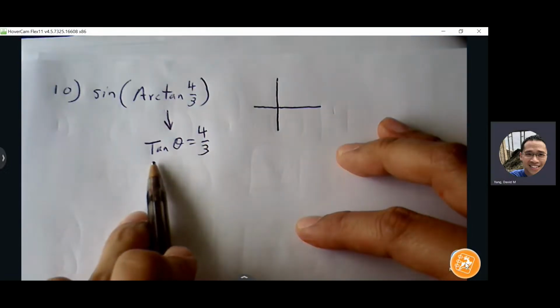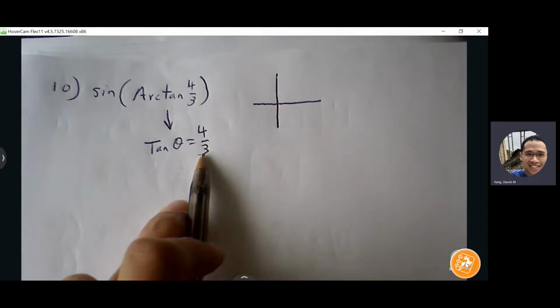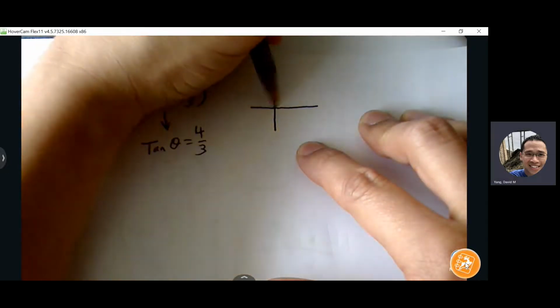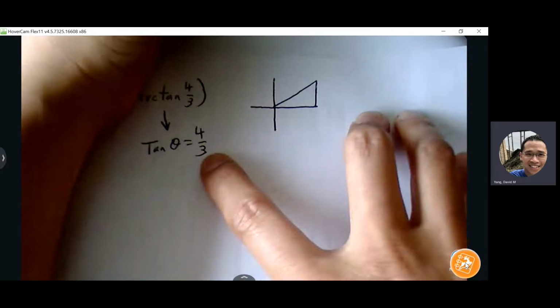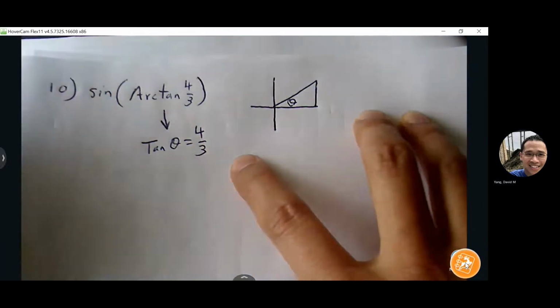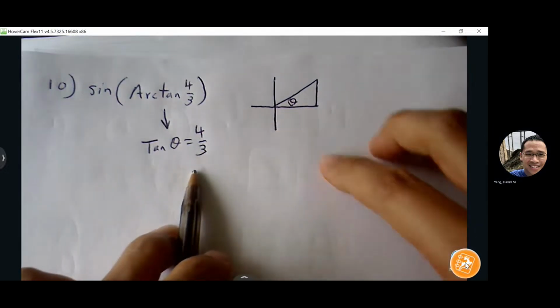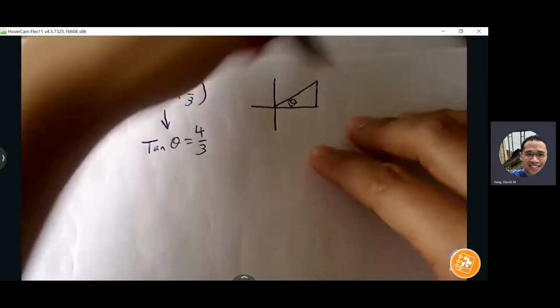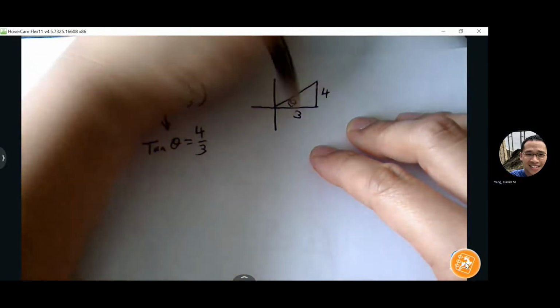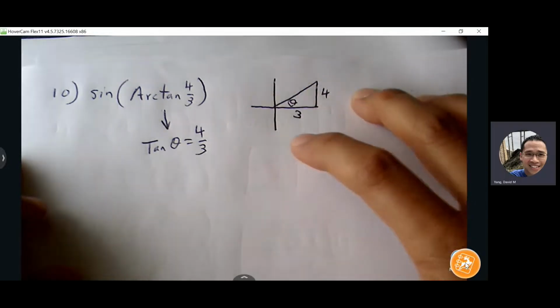Uppercase T, so we know that it's positive. Positive is always going to be first quadrant. We don't have to worry about doing anything special with first quadrant. It's only if it's negative that we have to put it in the correct quadrant. Okay, where can we put the 4 and 3? It's a nice 3, 4, 5 triangle, right?